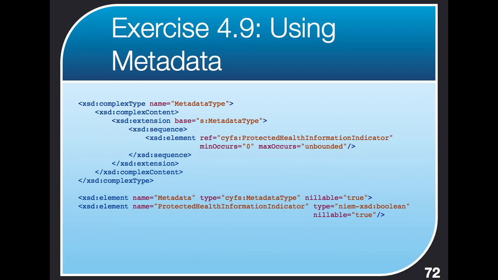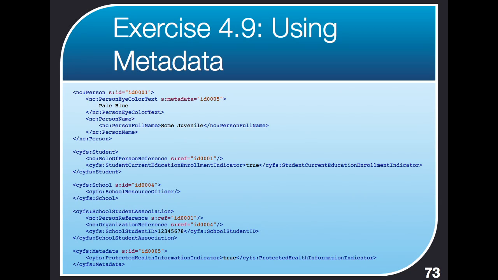Again, this is the CIFS metadata type, and we saw it earlier in the example. And what we've done is we've just carved it down to the protected health information indicator. It does have a couple more things in it, but for the sake of the exercise, that's how we're putting it in. And then we have an element called metadata that is of metadata type, so that's the holder for that protected health information indicator. And then we need to have the element name itself there as well. So protected health information indicator, and it's a Boolean, so it just takes a true-false value. So quickly whip that together.